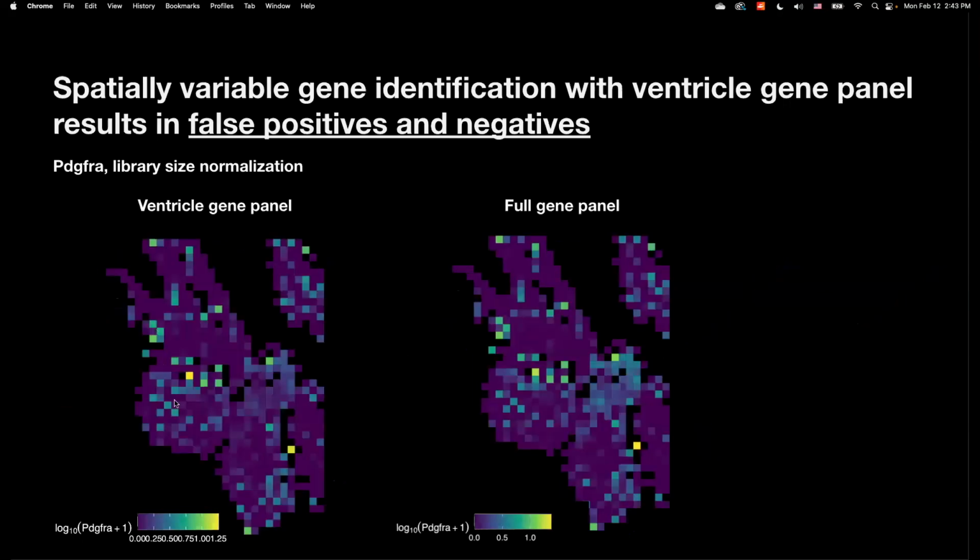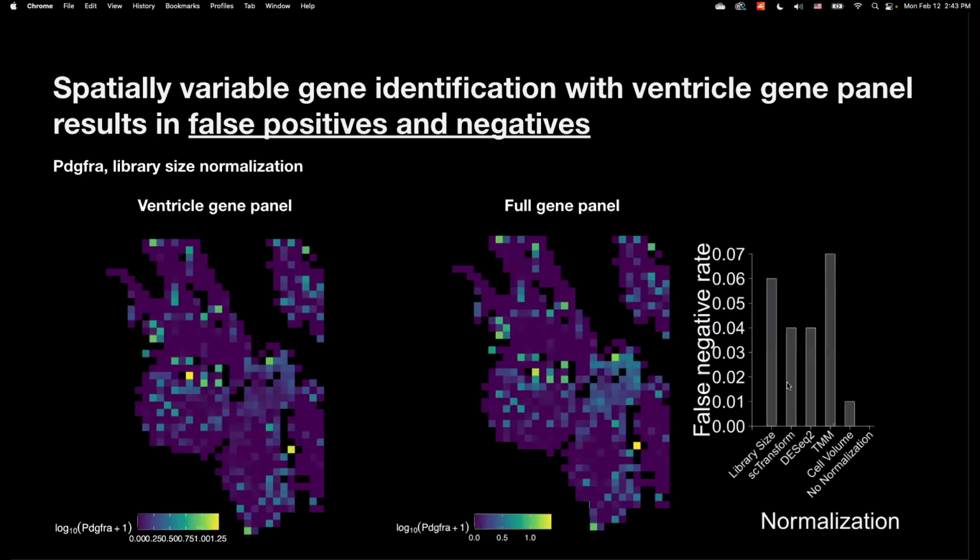If we zoom into the habenular region and look at the data with the ventricle gene panel, you don't really see much of anything. But when you look at it after normalization with the full gene panel, you can see that this region seems to have a higher expression of PDGFRA compared to surrounding regions. And so quantifying this false negative rate, we find up to a 7% rate of false negatives with count-based normalization methods. And we note here that we don't quantify the false positives just because with the full panel, almost all of the genes in the data set are spatially variable.